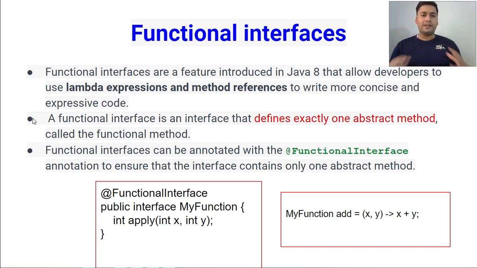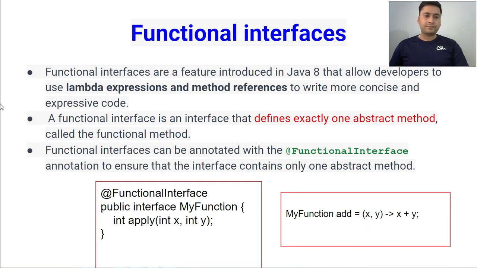Functional interface means the interface having only one abstract method. Apart from this, we don't have any other abstract method, that is called a functional interface. Also, you can add one more point, like the interface which is annotated with @FunctionalInterface, that is also called a functional interface. Okay, let me start, and I will try to explain so that you can understand in a better way.